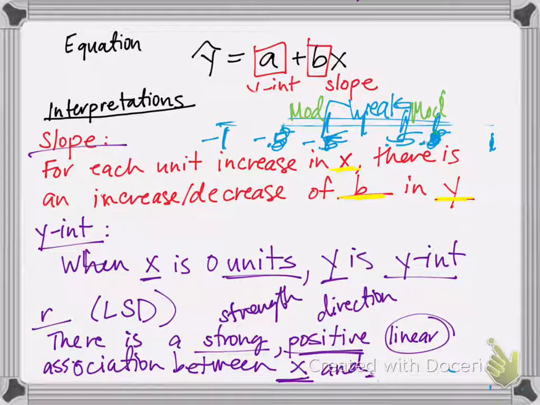0.5, 0.8. These are just what the rule is. Anything from 0.8 to 1 is strong. Anything from negative 0.8 to negative 1 is strong. So 0 to 0.5, 0 to negative 0.5, weak. 0.5 to 0.8, negative 0.5 to negative 0.8 is moderate. And then 0.8 to 1, negative 0.8 to negative 1 is considered strong.